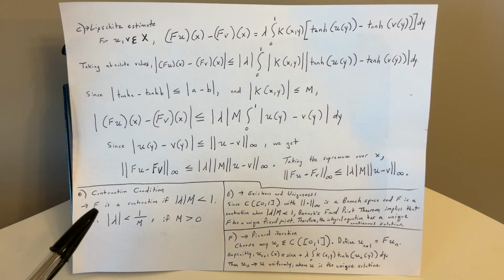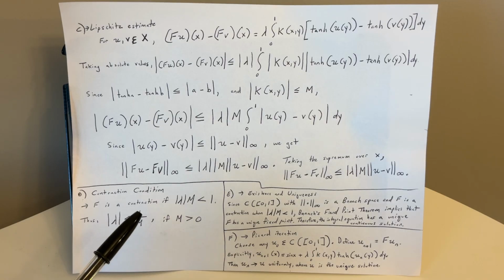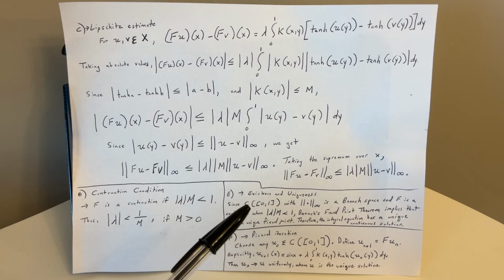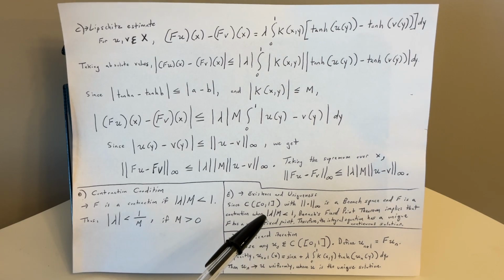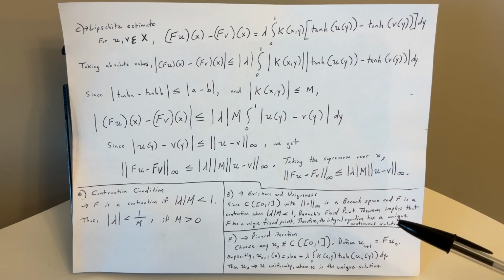Part D, contraction condition. F is a contraction if the absolute value of lambda times M is less than 1, and thus the absolute value of lambda is less than 1 over M, under the condition that M is greater than 0. Letter E, existence and uniqueness. Since C[0,1] with the sup norm is a Banach space and F is a contraction when we have this inequality, Banach's fixed point theorem implies that F has a unique fixed point. Therefore, the integral equation has a unique continuous solution.